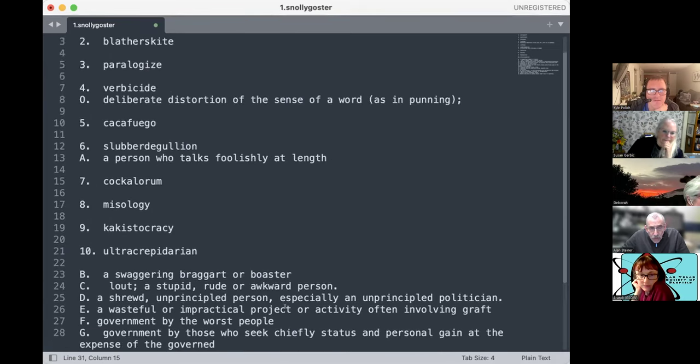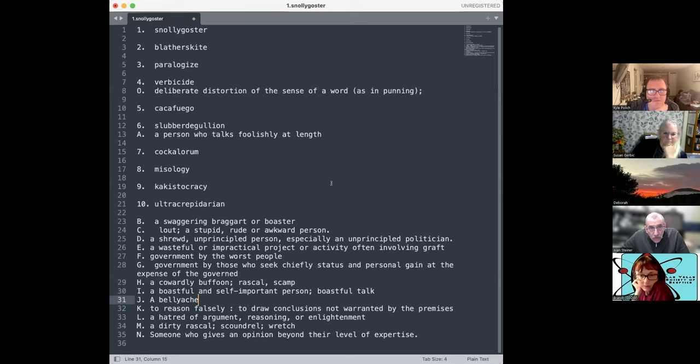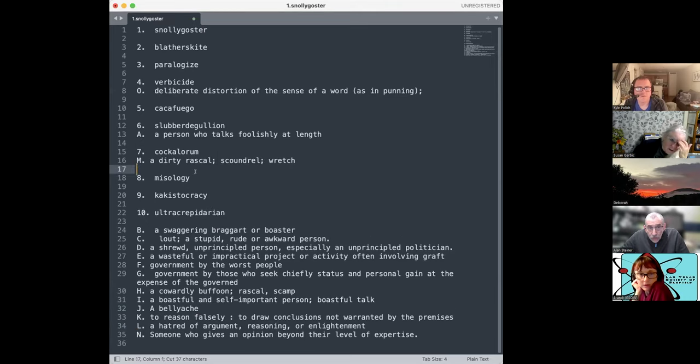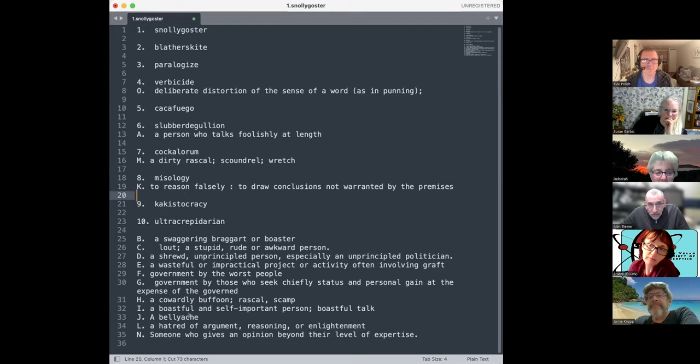Oh, I should look on your screen, huh? Just one minute, too. Maybe a cacafuego is L, a hatred of argument, reasoning. No, that doesn't make sense. To reason. Cockalorum could be M. Which one? Cockalorum. A dirty rascal, M. Scoundrel. Okay. I don't know. Mythology, would that be K or to reason falsely? The beginning where it says miss, that does kind of make it sound like that.